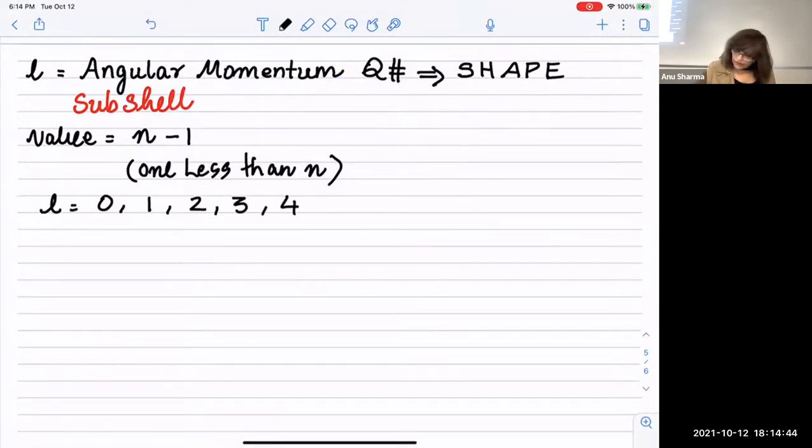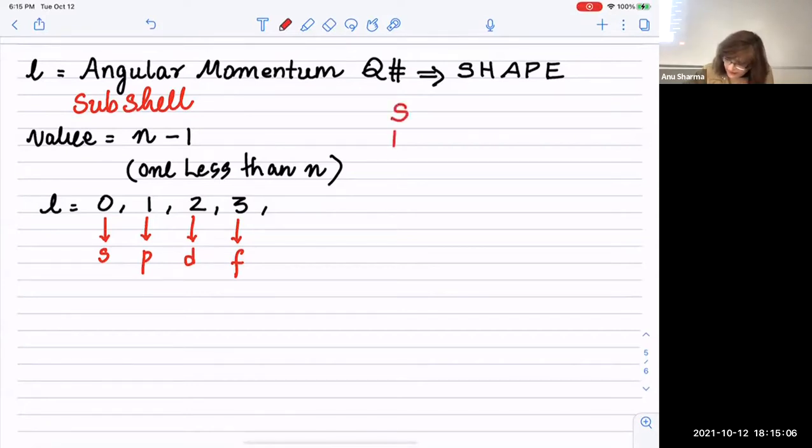So what does 0, 1, 2, 3 signify? This means S, this means P, this means D, and this means F. Do you guys know any meanings of these? S, P, D, F. Why not A, B, C, D? Why not M, N, O, P? Why not X, Y, Z? It means something.